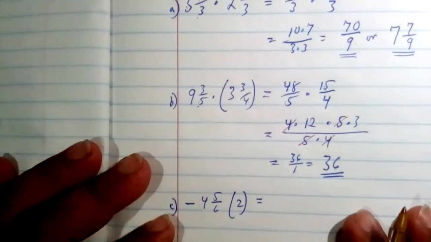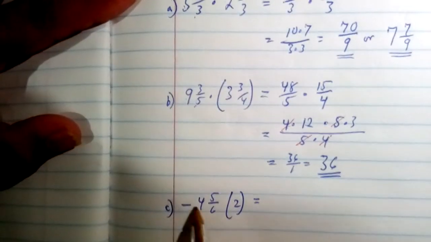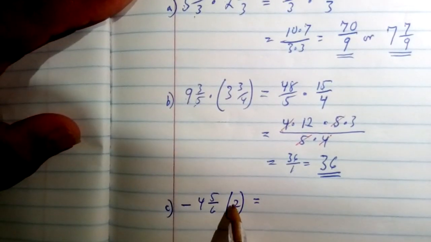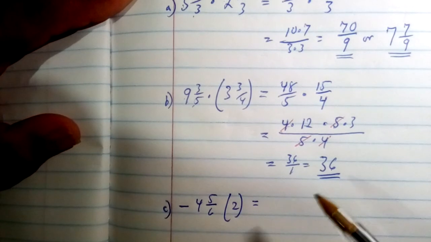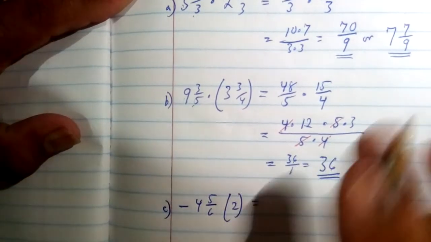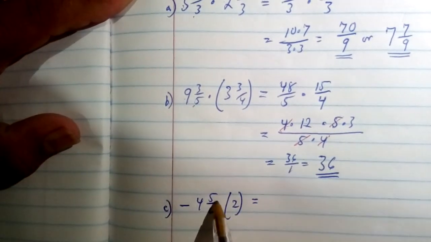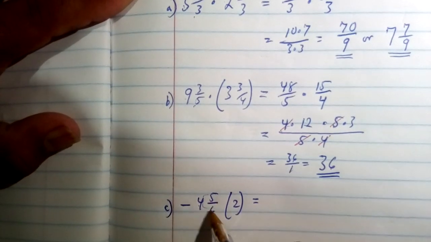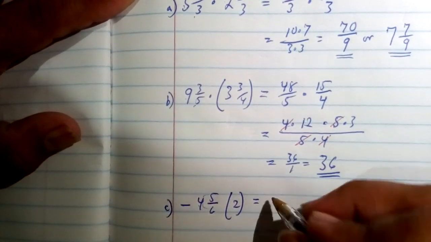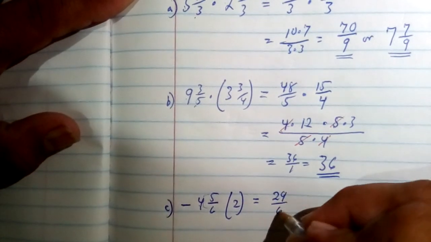What do we do here? Well, don't worry about it. Just remember, we have a negative times a positive. What will be the sign? It will still be a negative, so that's the main thing. So first thing, change this mixed number to an improper fraction. 4 times 6, 24, and 5, 29 over 6.